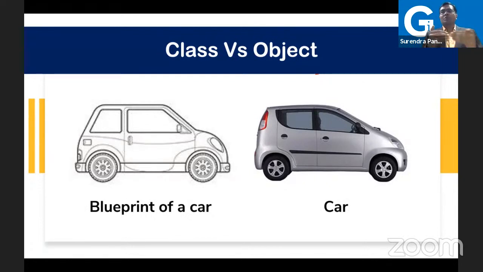So what does a blueprint include? You can have some methods, you can have some data, and you encapsulate them together. That is what we say class. Whereas the real thing, the object, could be the car. The car itself, maybe the Alto or whichever car you say, is an object.